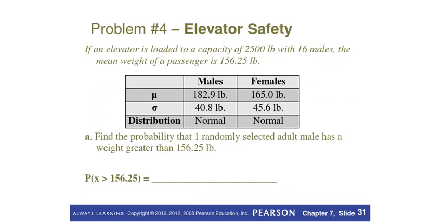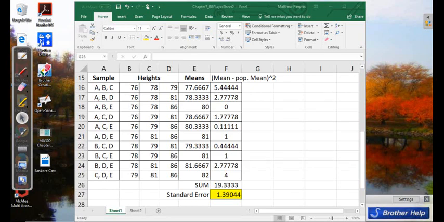All right, so let's check it out. How could we do this? Well, let's find the probability that I randomly select a single male that has a weight greater than 156.25 pounds. So let's go to Excel and calculate this, right? We have our mean of 182.9 and our standard deviation of 40.8. So in Excel, here's the way that we work this out.